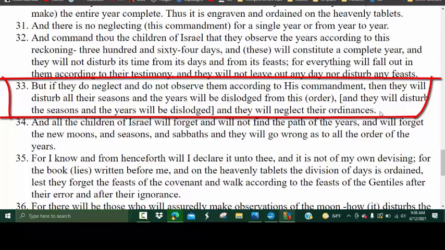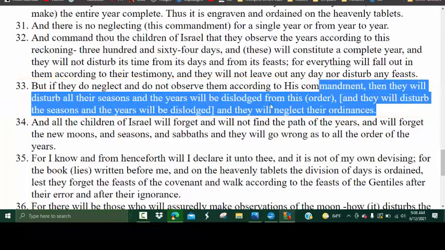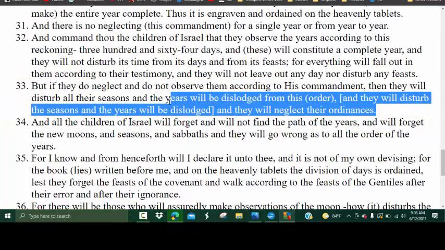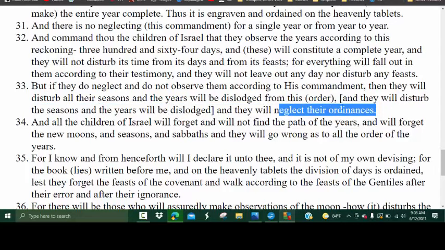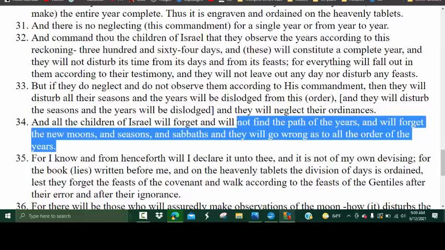So what this is telling us is that if we don't follow the sacred calendar, then we won't know what year it is, and we won't know what season it is, and we will neglect the ordinances. Verse 34 says, "And all the children of Israel will forget and will not find the paths of years, and will forget the new moons, the seasons, and Sabbaths, and they will go wrong as to all the order of the years." And this is precisely where humanity is right now.